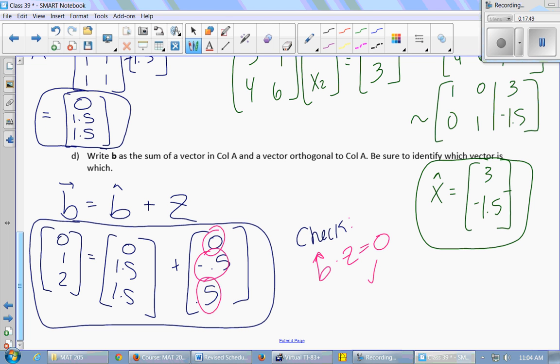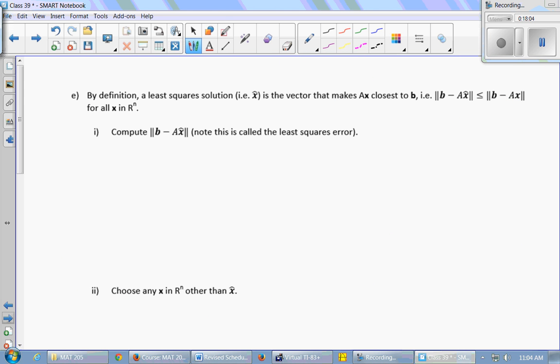All right, now Z is the difference between B and B hat. So if I want to know how far B is from B hat, I just take the length of Z. That's what I'm doing in this next part. By definition, a least squares solution, X hat, is the vector that makes AX closest to B. So the distance from B to AX hat has to be less than or equal to the distance from B to AX for every other X. Okay, so I want to compute the distance from B to AX hat.